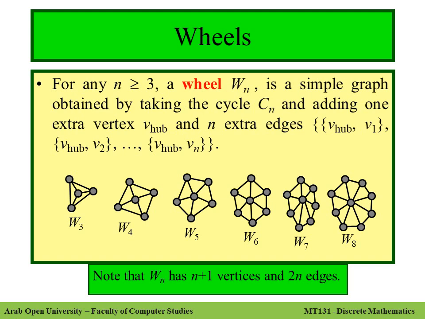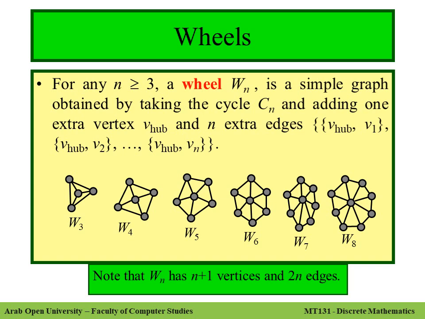W4 should also be clear. We started with C4. We added the vertex in the middle, which we call the hub, and connected the hub to each vertex in the graph. You can do this for every wheel. It starts with a cycle, with a vertex added and with edges connected to each existing vertex.